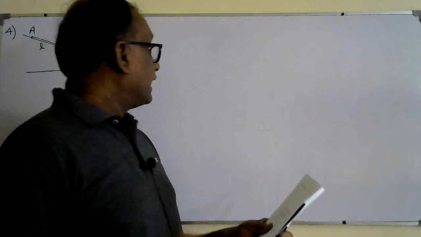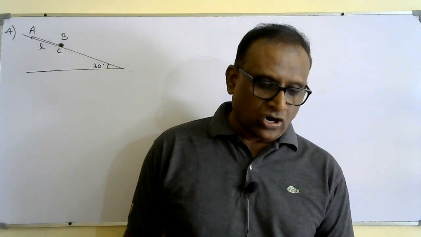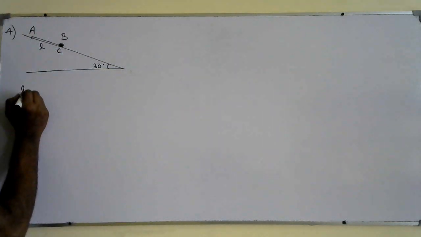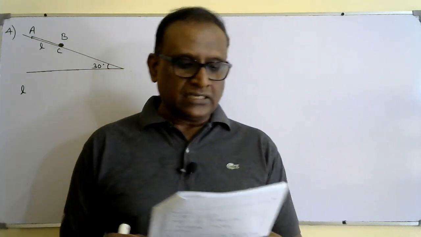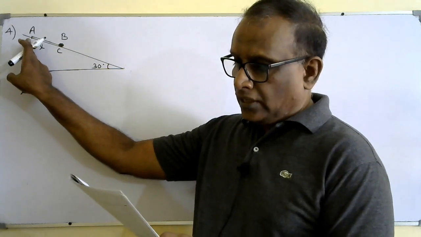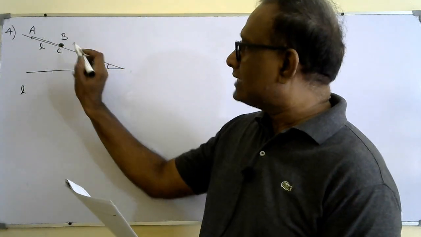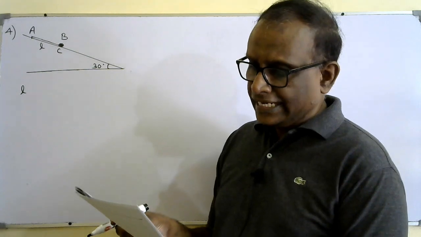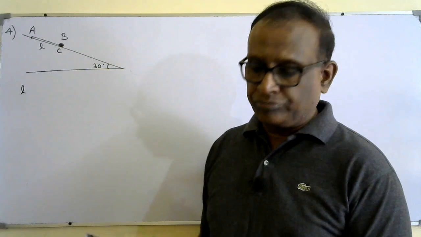Okay, question number 4, this diagram is given. One end of a light elastic string of natural length L and modulus of elasticity lambda is fixed to a point A on a smooth plane. The plane is inclined 30 degrees. A small ball B of mass M is attached to the other end of the elastic string. Initially B is held at rest at the point C.